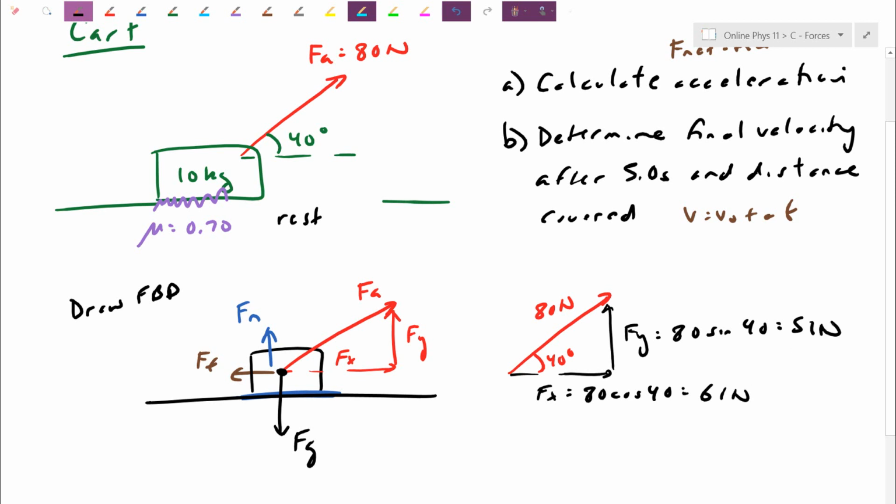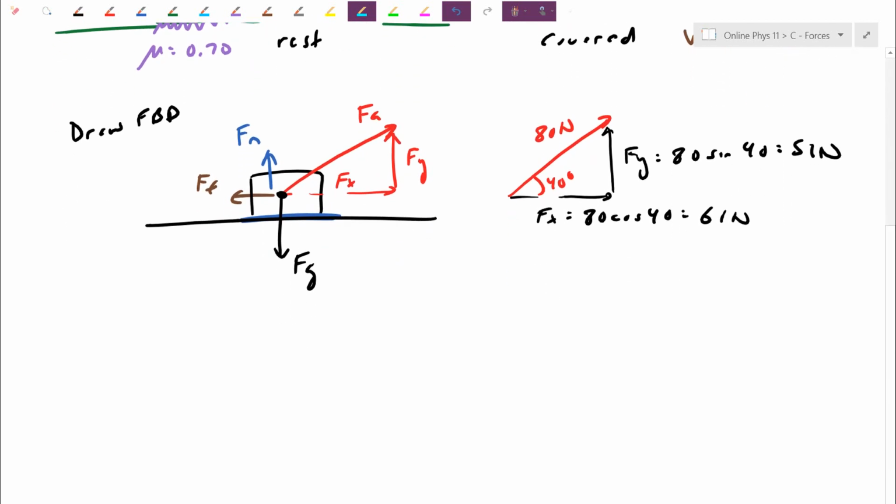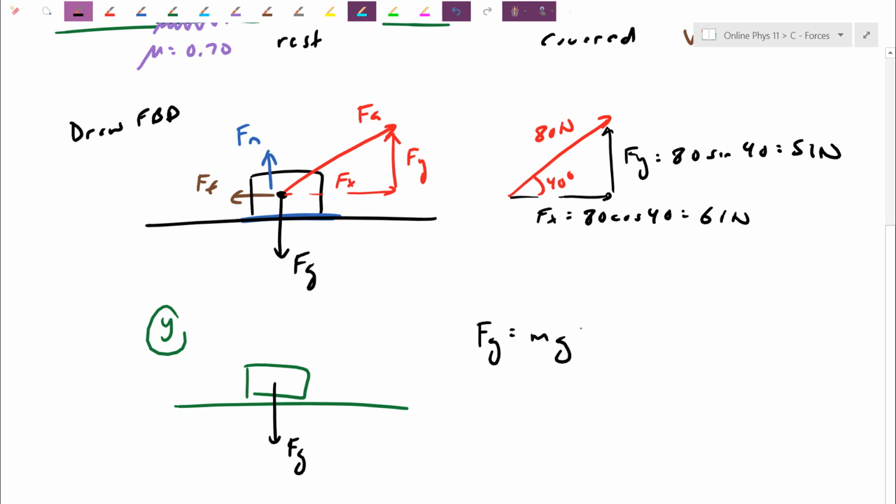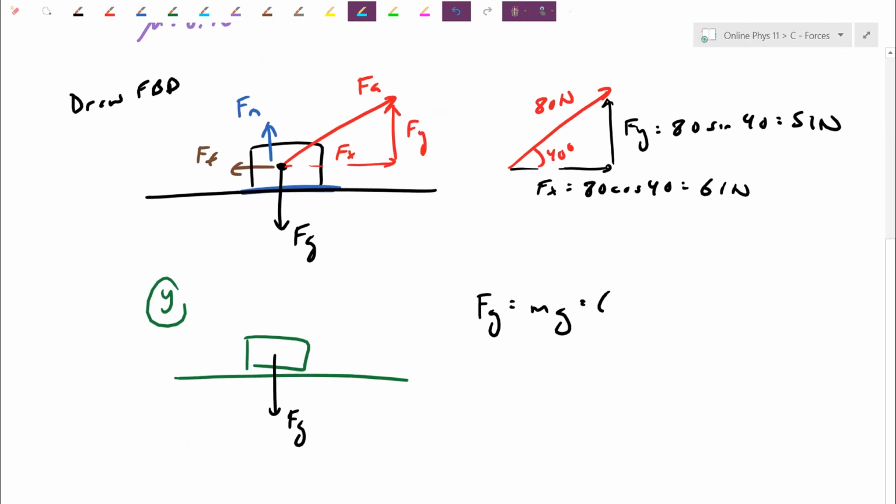So instead of worrying about having to do 80 at this random angle, you can think of that diagonal as pretty much going to the right just 61, and pulling upwards 51. Normally, as we've done these problems, we study the y direction first. In the y direction, we actually have three forces. We have a gravity force, Fg. I always start with Fg because we have a formula for it. It's m times g. M is equal to 10 kilograms, multiplied by 9.8, so that gives you 98 newtons.